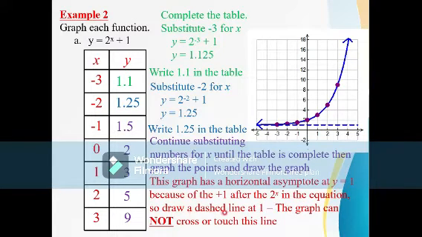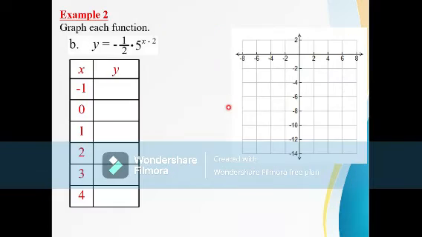So draw a dashed line at 1. The graph cannot cross or touch this line. Since it is asymptotic to the line y is equal to 1, it will never intersect y is equal to 1. It will just approach but never intersect. Okay, I hope everything is clear so far. Let's proceed to the next.